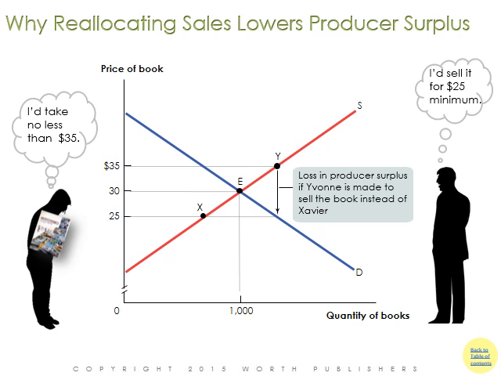Similarly, the market allocates sales to the most efficient producers or sellers. A seller who's willing to take $25 for the textbook is going to be able to sell that textbook before someone who would not be willing to take less than $35. A change in allocation between the two would reduce producer surplus.